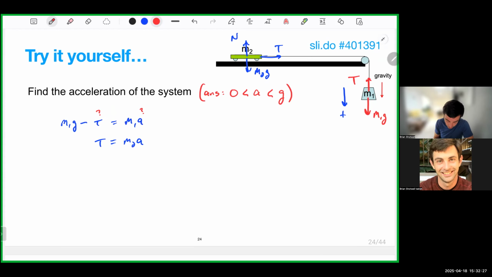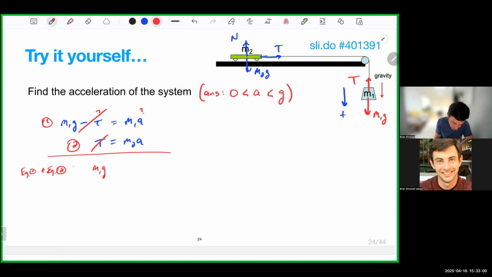You can solve by substitution, right? Just take this and plug it in for T. But I want you to get used to a method that we're going to use more often, and that is solving by elimination, if you remember this from a math class. If we add the left-hand sides of these two equations, this minus T is going to cancel with this plus T. We have M1G. We call this equation 1 and equation 2. This is going to be equation 1 plus equation 2.